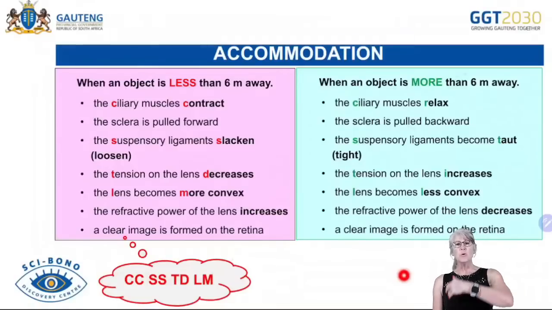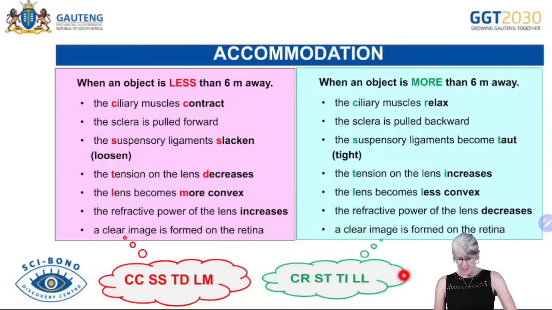So when an object is more than 6 meters away, so now we're doing the opposite, we're having a look at further away. The ciliary muscles relax, the sclera is pulled backwards, suspensory ligaments become tight or taut because they pull. The ciliary muscle then relaxes, so it pulls on those suspensory ligaments. And when it pulls them tight like that, the tension on the lens is going to increase. And then the lens becomes less convex, and so the refractive power decreases, and I'm able to then see further away.